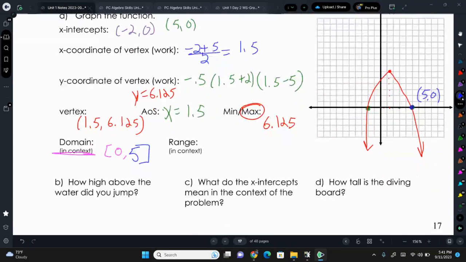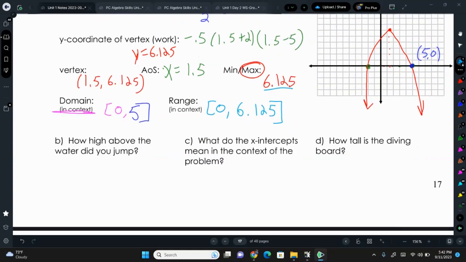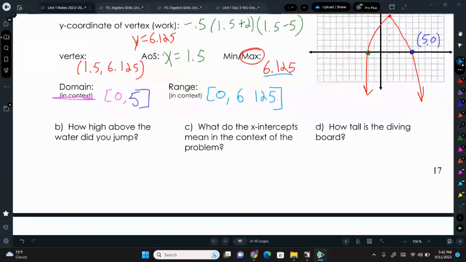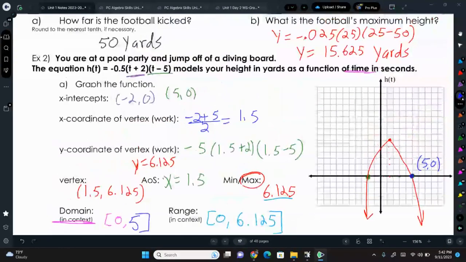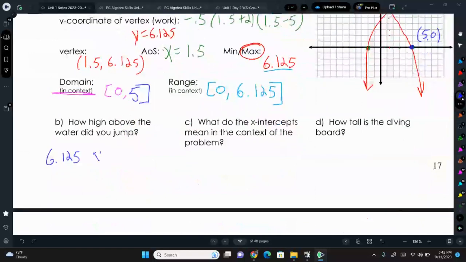Then the range. The problem is done once we hit the water. So 0 is the smallest y value here. And the largest y value is 6.125. So that would be our range in context. How high above the water do you jump? So if our water is at 0, then 6.125, the y-coordinate of our vertex, is our maximum height. How high did we get? And we are in yards. Those are units.